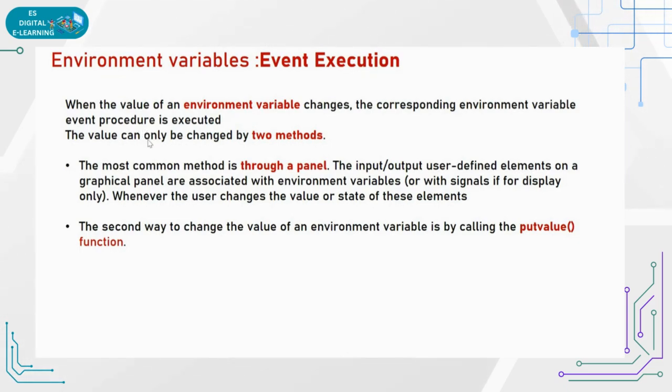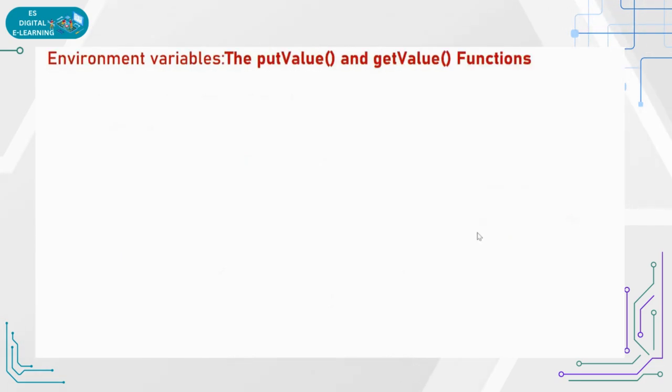There are two methods. The first method is making it in the panel with the input and output, whatever we are defining. So the user defines it within the graphical panel. And the second way is that we need to use some functions, that is the putValue functions. So these are the two event procedures we are following.